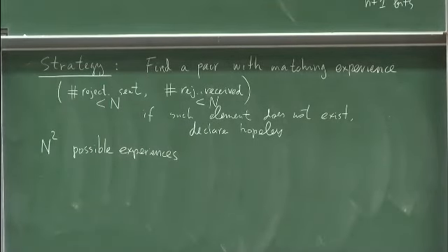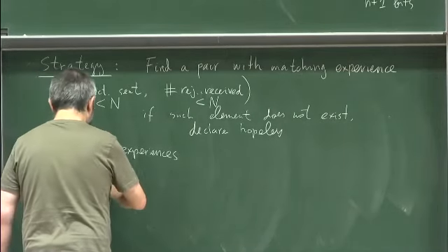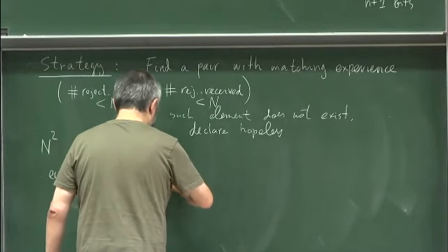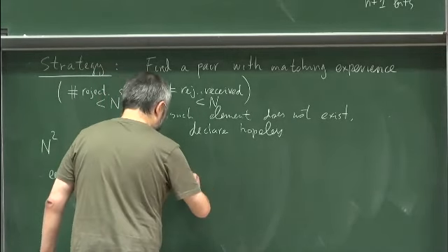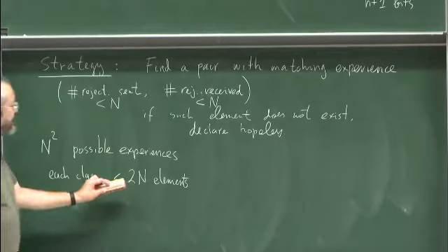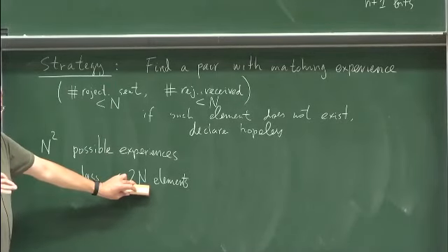So there are n squared classes, and each class contains at most 2n elements. So this will get an n cubed bound. And the reason is simple. Imagine the class already reached 2n elements.